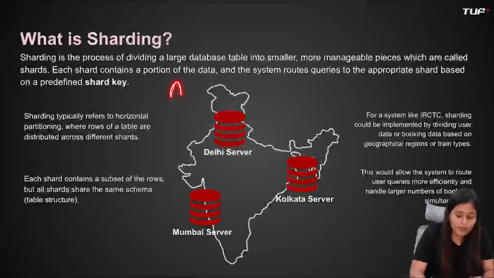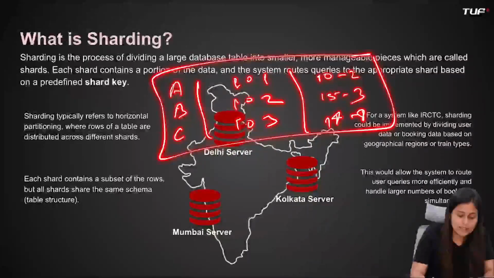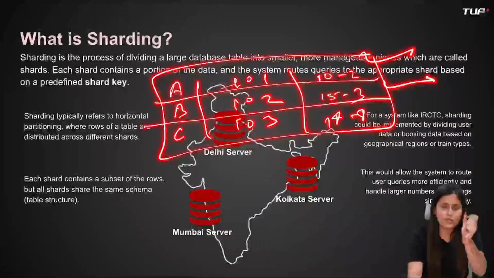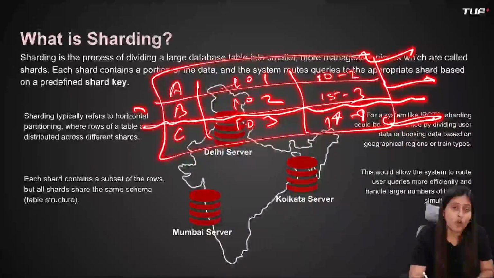Say we have A, B, C, train IDs 101, 103, and some dates: 10/2, 15/3 and 14/4. If we keep the first row and second row in one partition, and other rows in other partitions, so we are dividing the database on the basis of rows, it is called horizontal partitioning, and hence it is also called sharding.